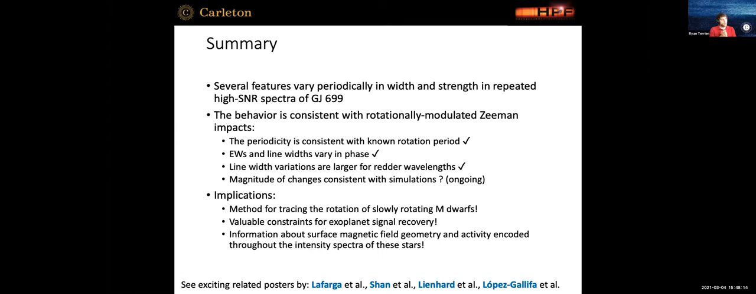As a final note, there are several other works being presented at this conference which touch on related topics. So if you're interested in these types of things, I would definitely suggest you take a look at those posters as well. I think that's all I've got, and thanks for your attention.